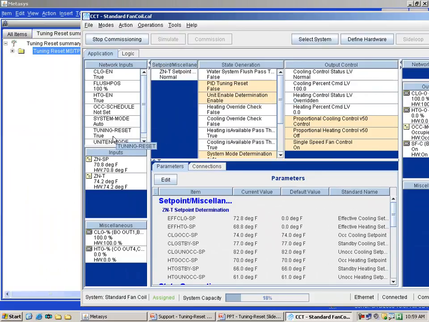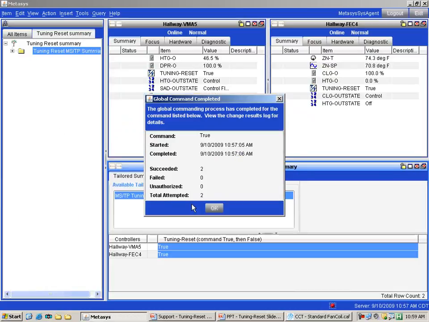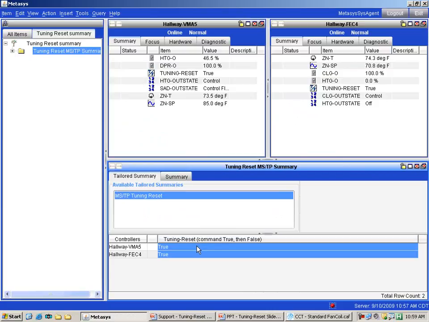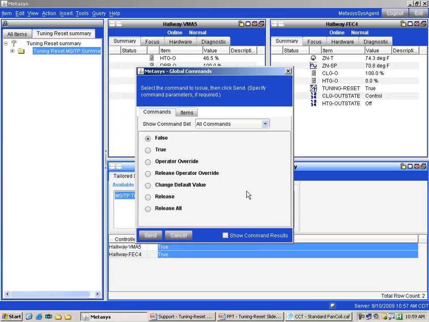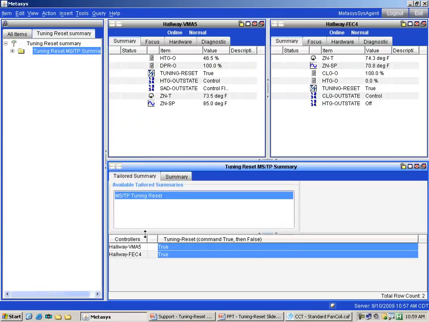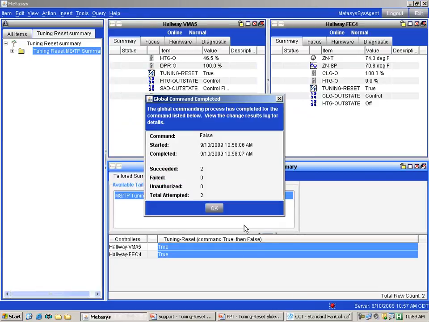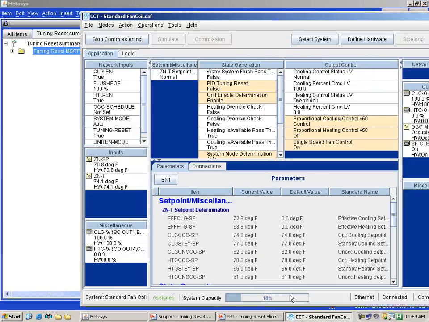But if you notice, my tuning reset network input point is still true because that's the one that's mapped to the NAE. So I can go back to my NAE here and send the command to false so that I'm prepared again to do this if I need to again. So in CCT, my tuning reset network input point right here should be going false, and it just did.